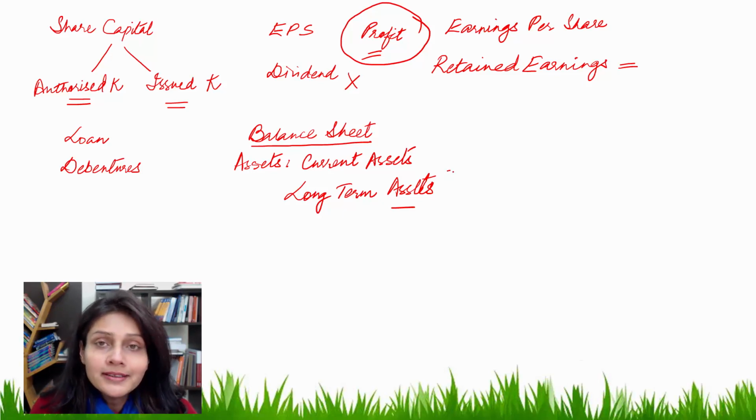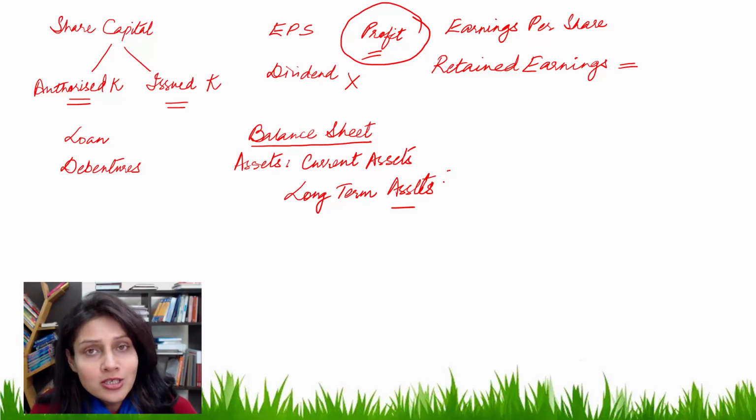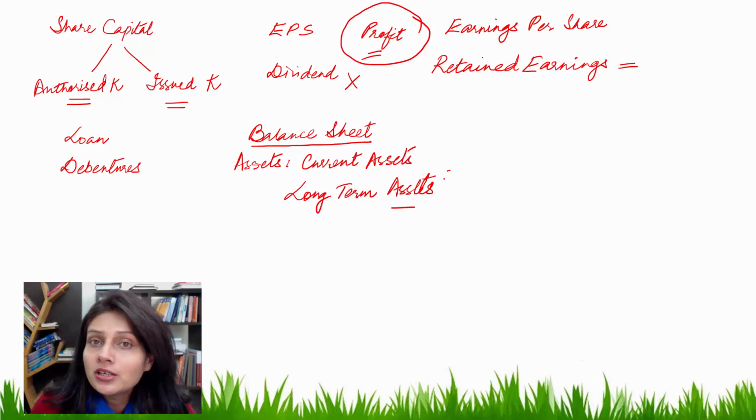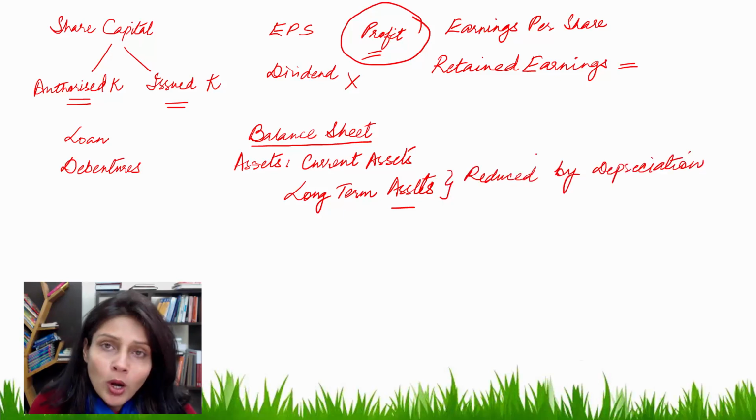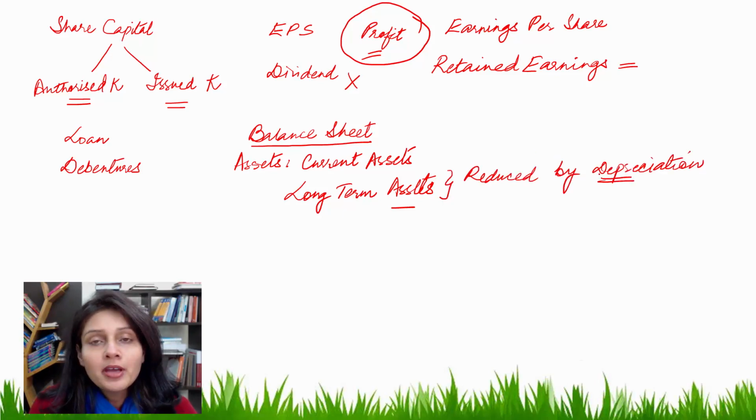You may also remember that I mentioned a word, depreciation, to you. Now, most of these long-term assets will be depreciated over time or amortized over time. Amortization is a word that is used more commonly in the US, and depreciation is the word that is used in most other countries. And what is this depreciation?